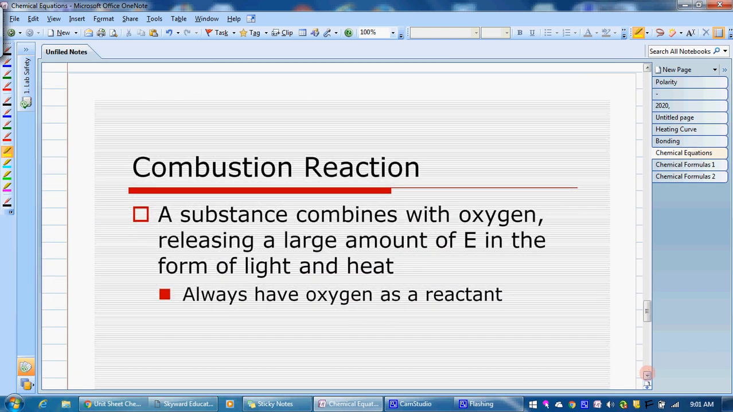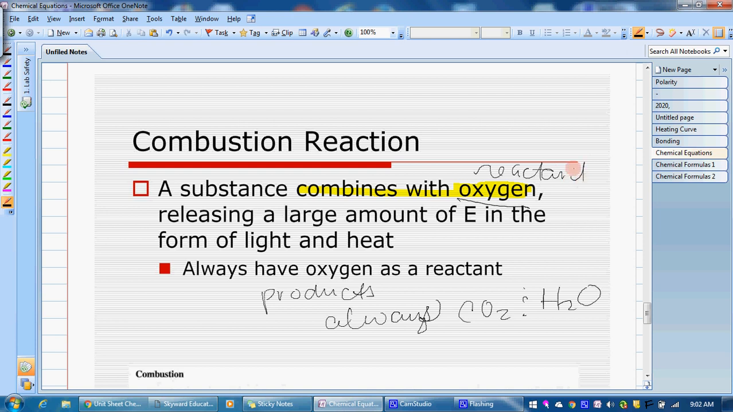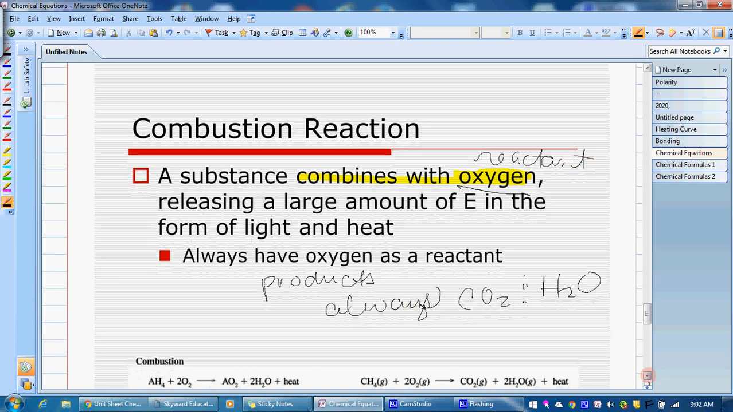The other type of reaction, or the 5th type of reaction, is a combustion reaction. Something combines with oxygen. Okay, when this happens, products are always going to be carbon dioxide and water. Okay, so CO2 and water. And you guys need to know that. That's not hard to remember. We see CO2 and water all the time. But anytime something burns, oxygen is going to be a reactant. And then your 2 products are going to be carbon dioxide and water.